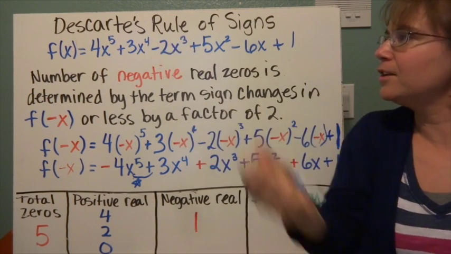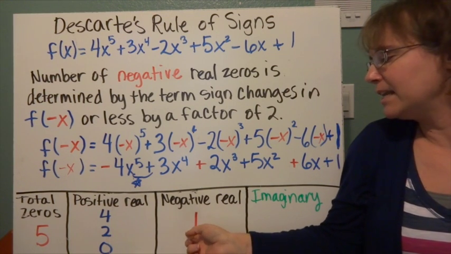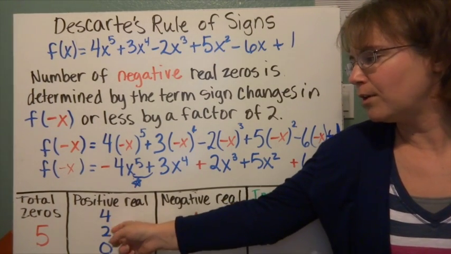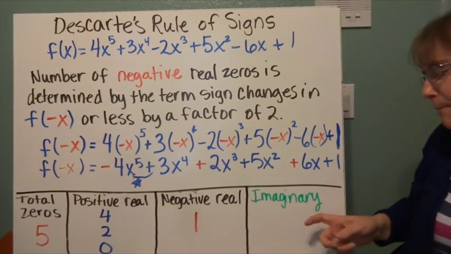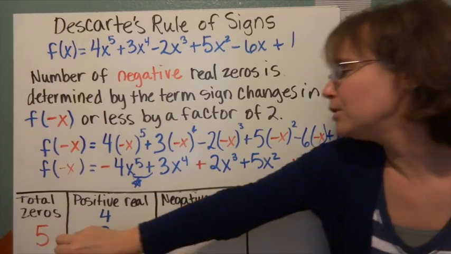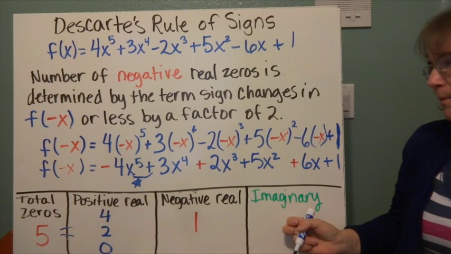Now that tells me something interesting. That tells me that on the x-axis, there's gonna be one negative place where it crosses for sure. Positive, I don't really know. I have lots of possibilities here. I know my total has to be 5. Now for the imaginary ones, you actually use all of this to help you determine how many imaginary roots you're going to have. You've got a lot of possibilities here.